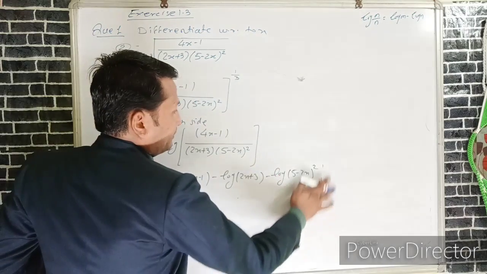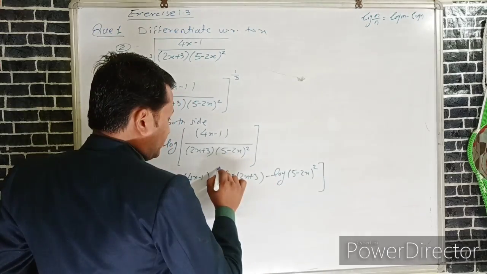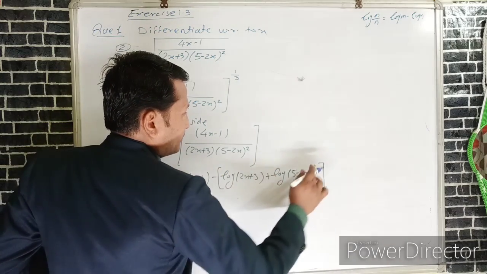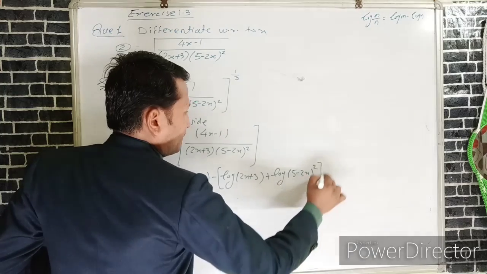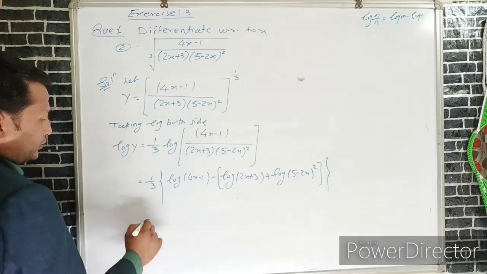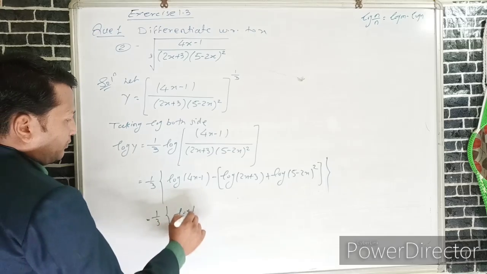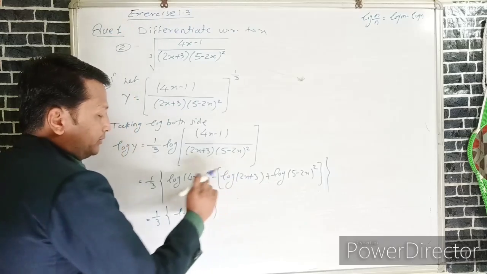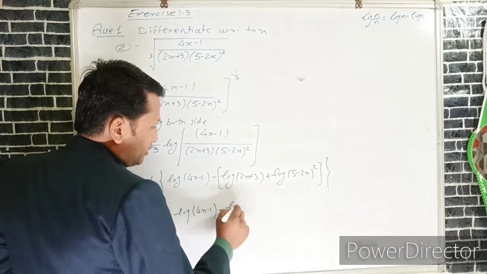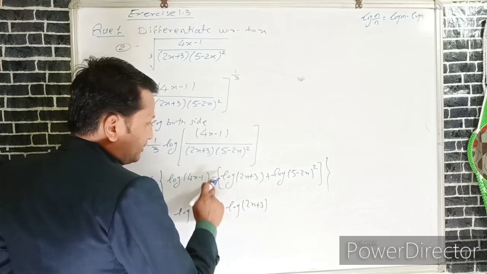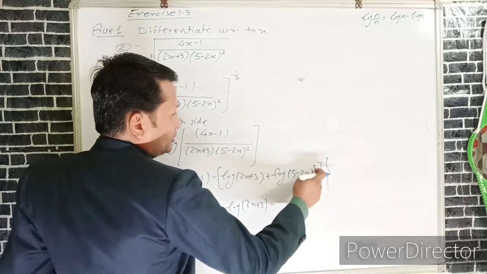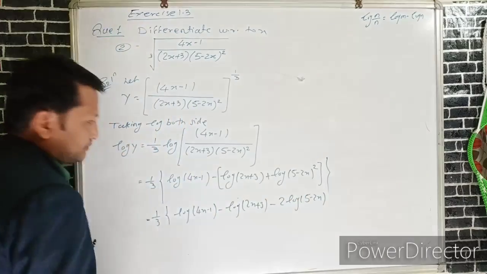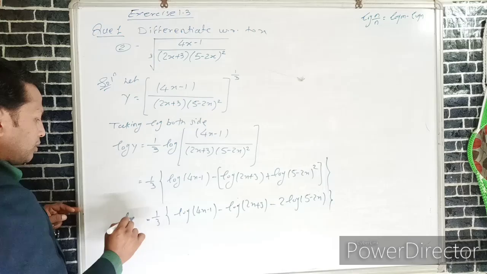Here again we can apply the rules of logarithm, which is log of 4x minus 1 as it is. If we take this term out of the bracket, we can write minus log of 2x plus 3. Here minus, and if we write this 2 before the log, we can write 2 log of 5 minus 2x, which is log of y.